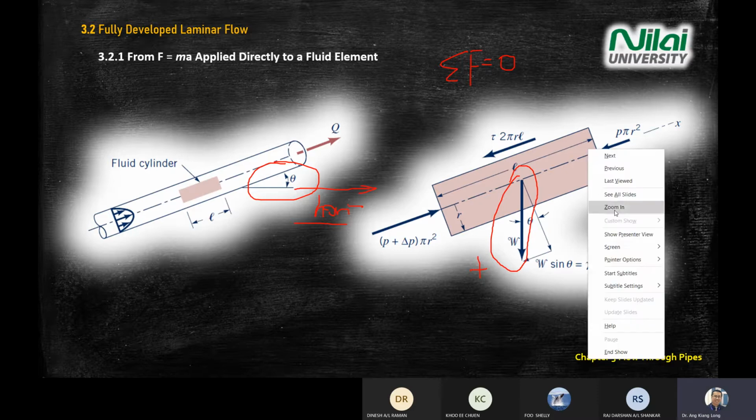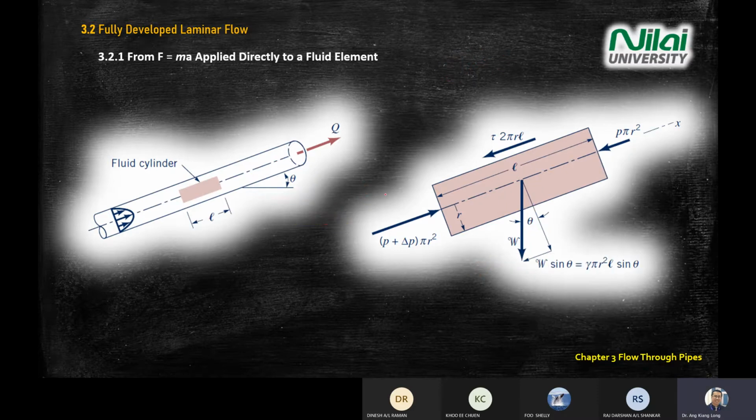Okay, W. So as you can see, this one is the same, this one the same, this one the same. Now if you watch the diagram, something is different in the notation here. This is point 1, this is point 2. At point 1, the pressure is P plus delta P. At point 2, the pressure is P.